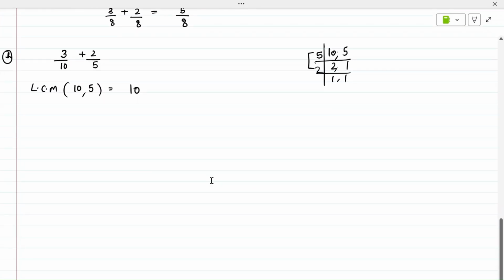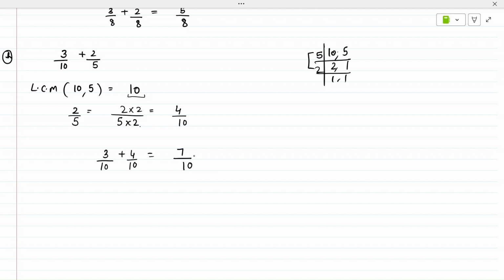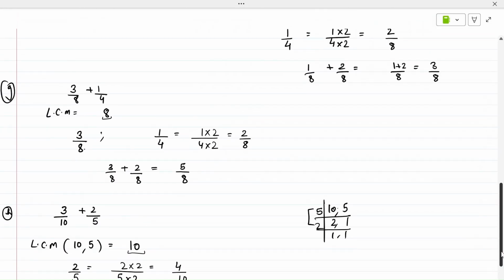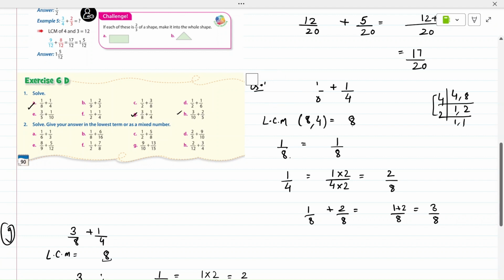Now let us change the fractions. For the first fraction, it is already 10 in the denominator, which is equal to the LCM, so we will not change it. We will only change the 2 by 5 fraction. So multiply 5 with 2 to get 10 in the denominator, and 2 times 2 in the numerator. Okay. So we have 4 by 10 here. So we have got two like fractions. The first one is 3 by 10. The second one is 4 by 10. And now just add them directly. We will get 7 by 10 here. Okay. So this question is completed and I hope that you have understood what we are doing. In the case of like fractions, we add them directly.